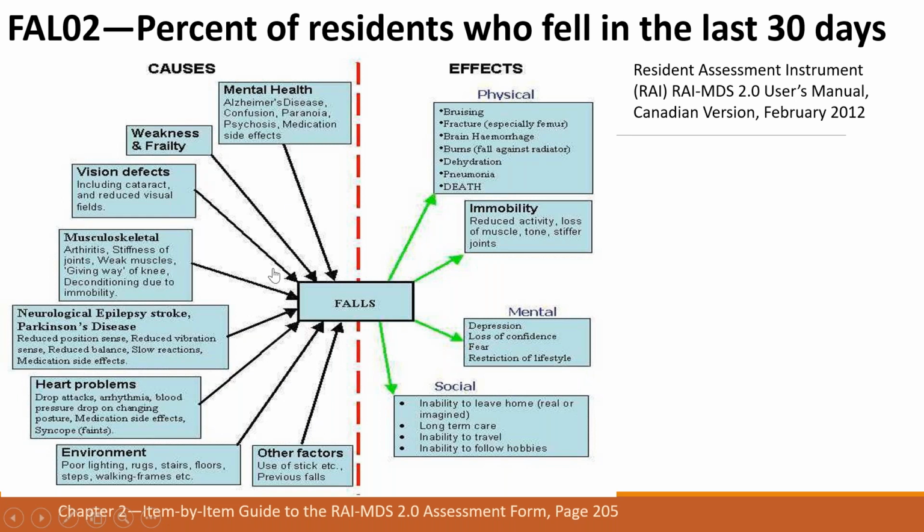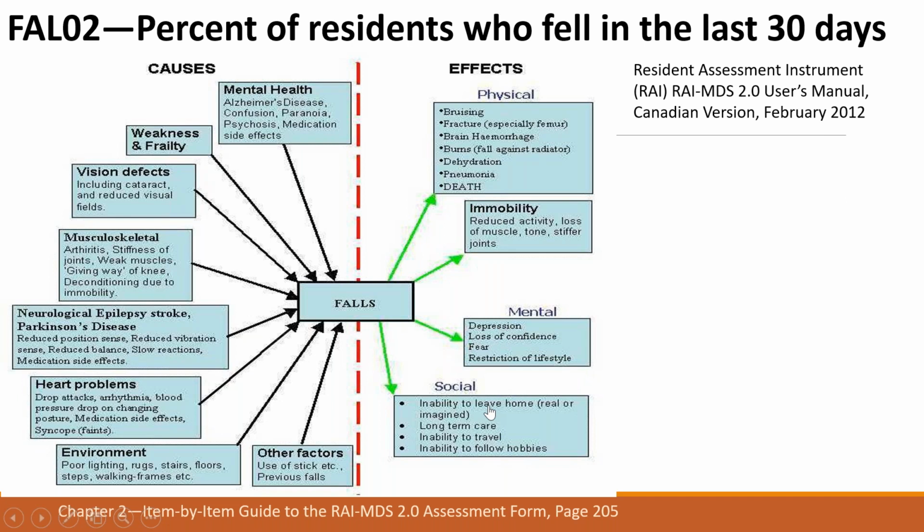So all of these are considered to be a numerous number of risk indicators, but we're going to see that the RAPS, which is supposed to show us risk of falls, is not a very powerful instrument, and it tends to overestimate the number of falls. And then we look at what the effects of falls are, and we can see that there's a large number of possible outcomes from someone falling. Physical effects, immobility, mental health effects, social effects for an individual.